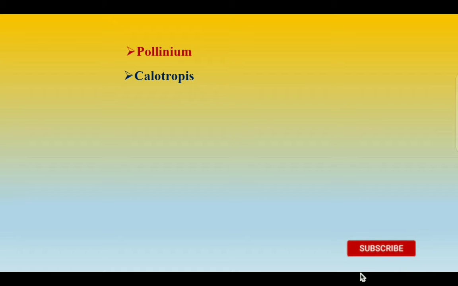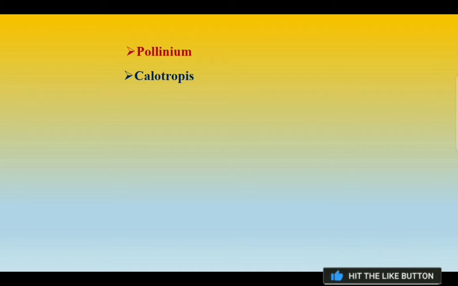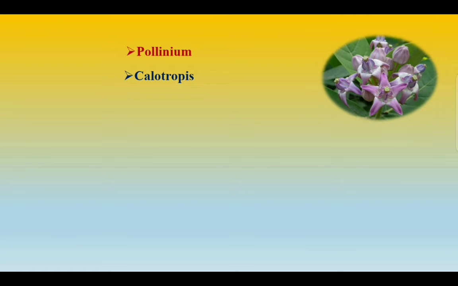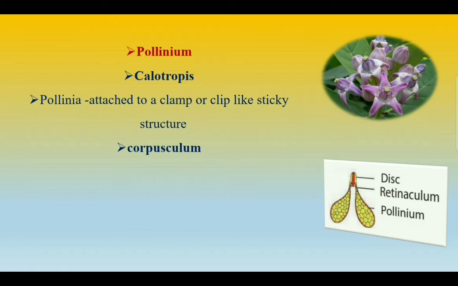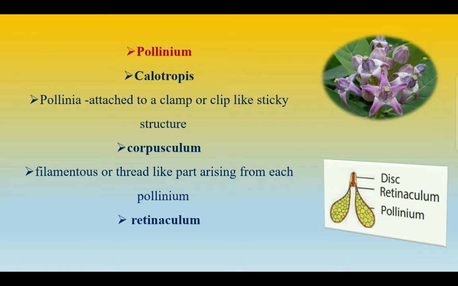There is an important concept: in some plants all the microspores in the microsporangium remain held together, and that condition is called the pollinium. The best example for pollinium is Calotropis. Here you can see the picture of Calotropis, and how the pollinium is kept intact. It is held together or attached to a clamp or clip-like sticky structure called the corpusculum or the disc, and you can see a thread-like part arising from each pollinium, called the retinaculum. The corpusculum and retinaculum are very important in Calotropis, and this type of pollen formation is called the pollinium. Note that the shape of the pollinium looks like an inverted letter Y, which is called the translator.